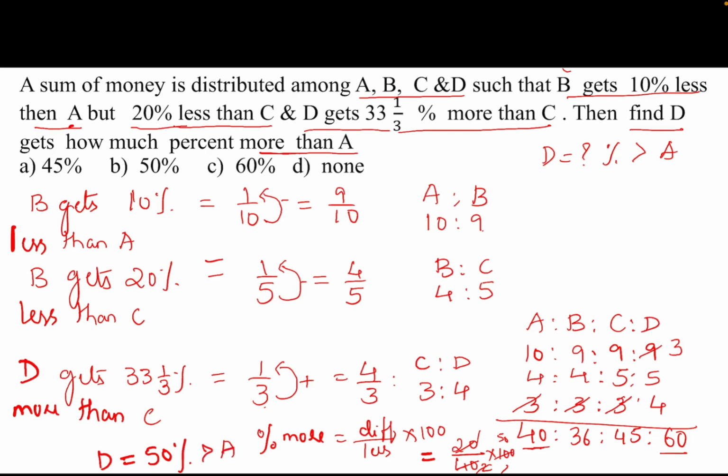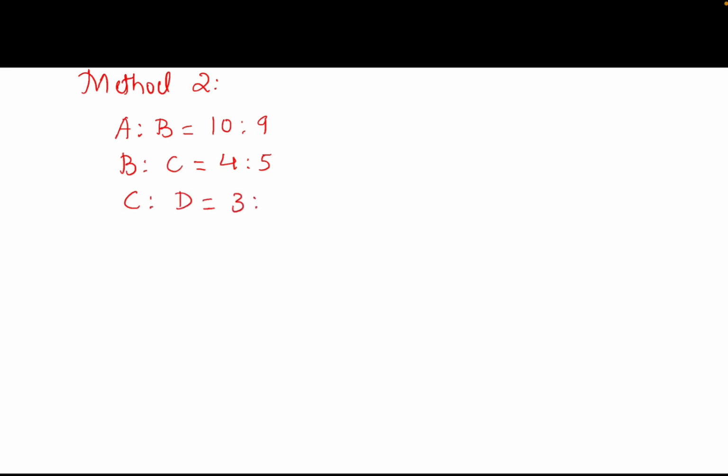So this was one method of how we could solve the problem. There is one more method, we can solve this problem in a much simpler way. So how is that? We'll see. Now we know the ratios. This is one more shortcut method. Okay, method 2 or a shortcut method. We know the ratios. A is to B was 10 is to 9, B is to C is 4 is to 5, then C is to D is 3 is to 4.